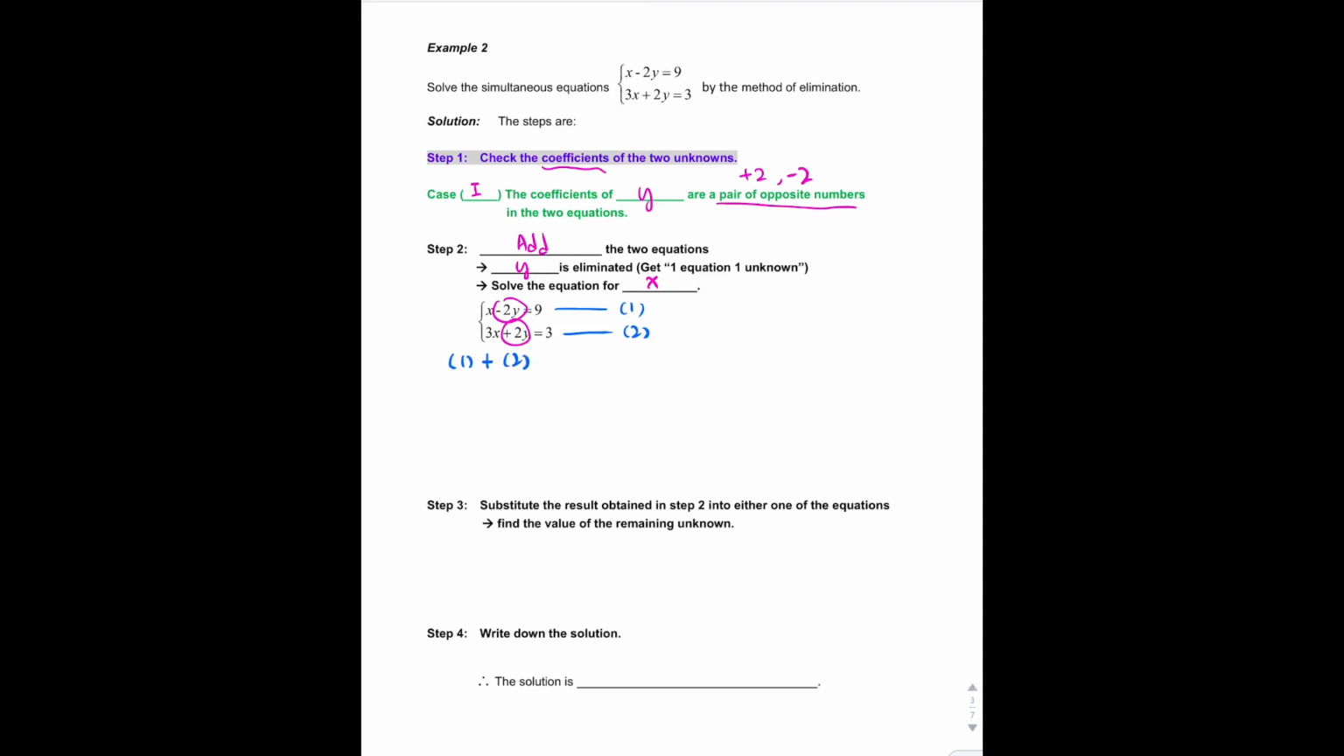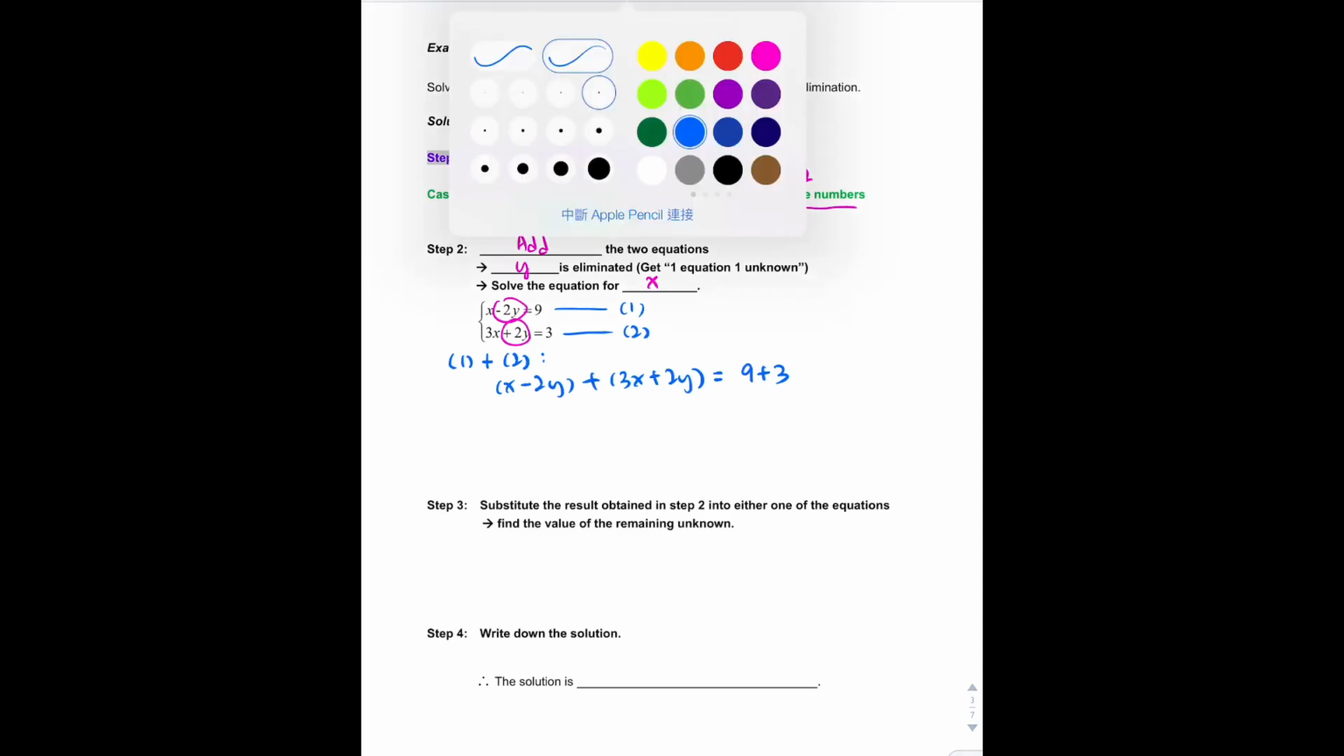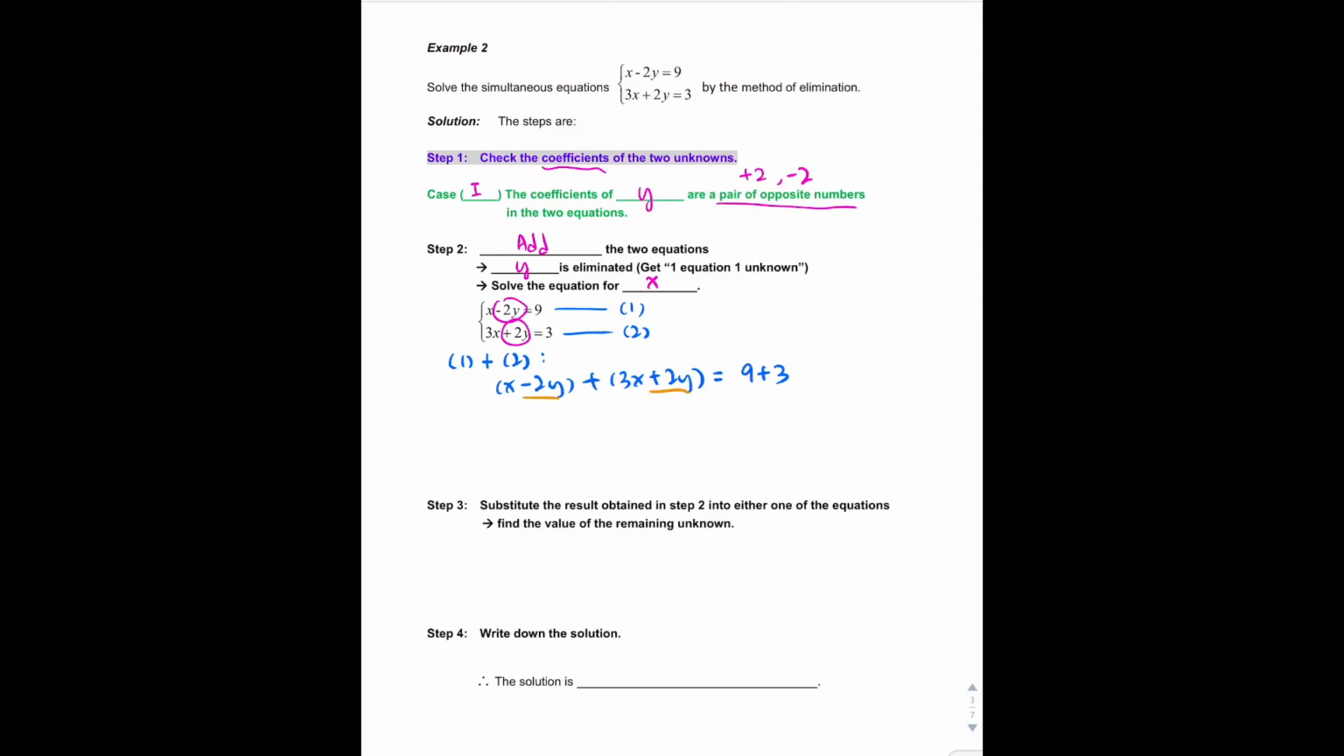So for this case, we add equation 1 to equation 2, and then for the right-hand side, we have 9 plus 3. After removing the brackets, you will find that y is eliminated, and then we have x plus 3x, we get 4x equals 12. So x equals 3.